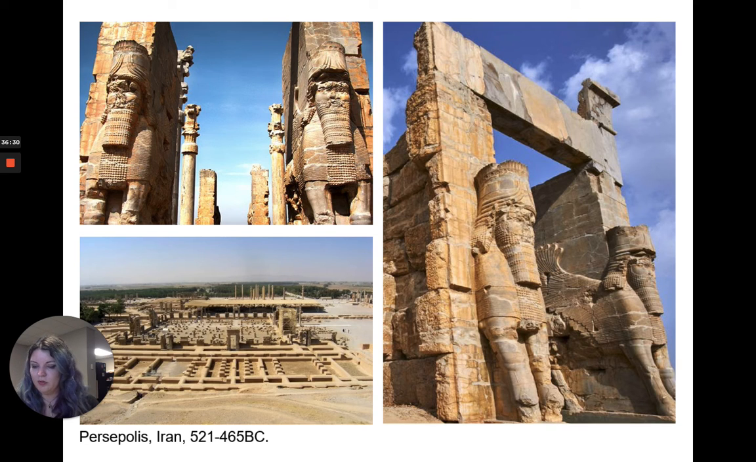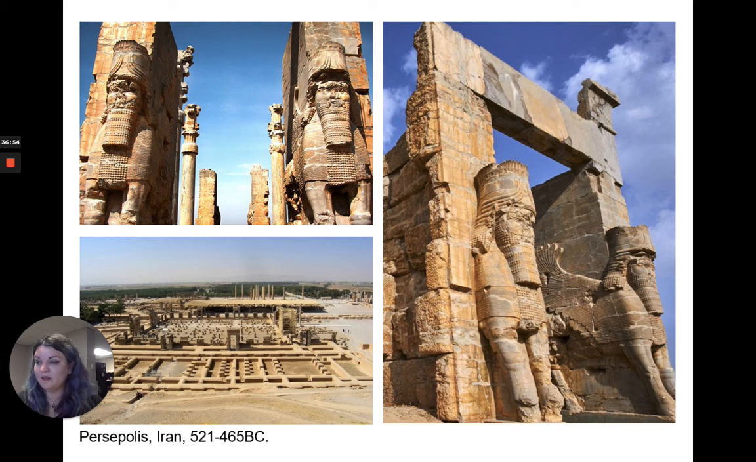it's the ceremonial and administrative citadel at Persepolis. So this is Persepolis. These are some images of Persepolis. And it's built between 521 and 465 BC. Alexander the Great, we'll talk about him a lot later, comes along and razes, meaning he burns and destroys, this site. He totally crushes it.